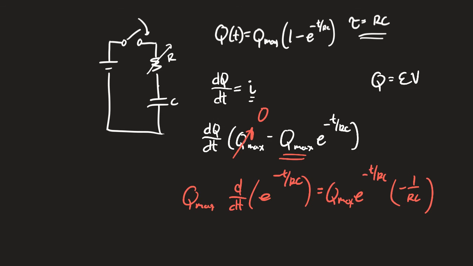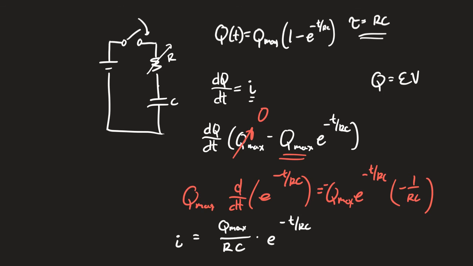Yes, ma'am. Wouldn't there be a negative in front of Q max? Well, it would cancel out. Oh, you're right, there would be. That negative sign would be right here. Thank you. It is going to cancel out, but I need it to cancel out. So now, if I was to bring it all together, I'll get I equals Q max divided by RC times e to the minus t over RC.